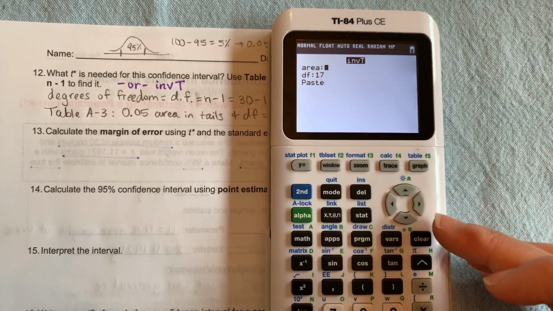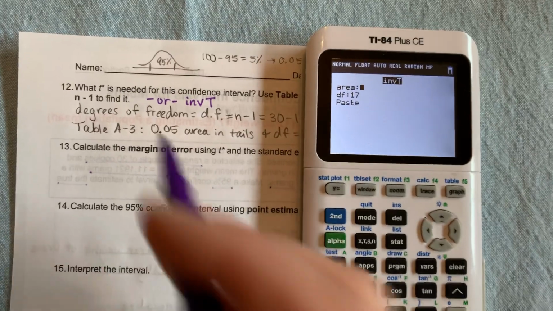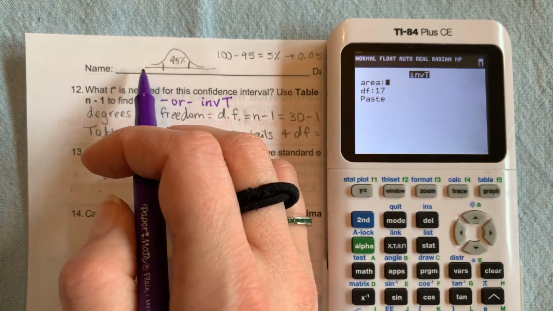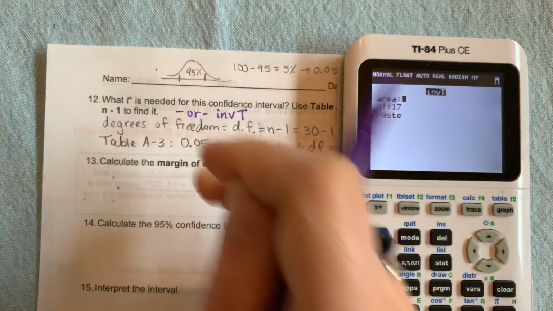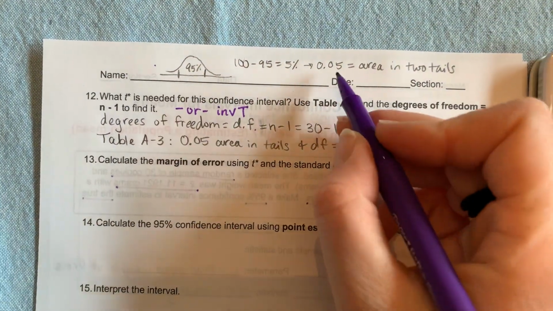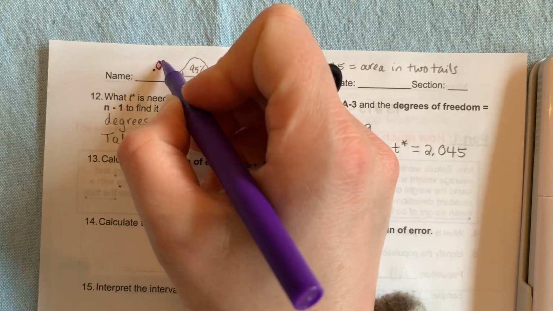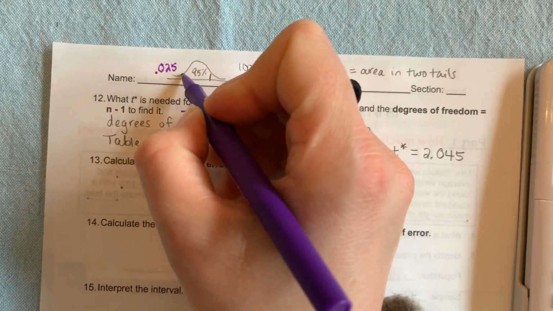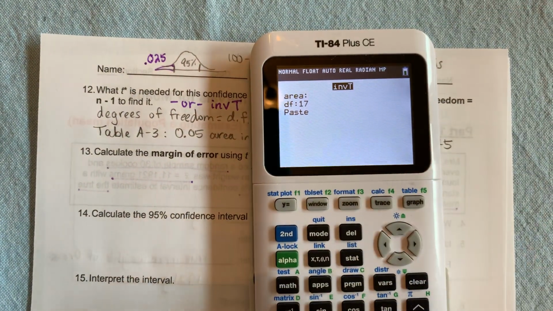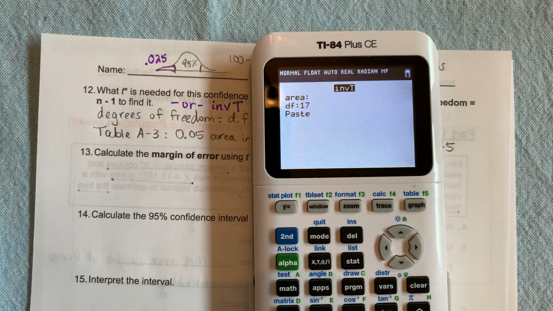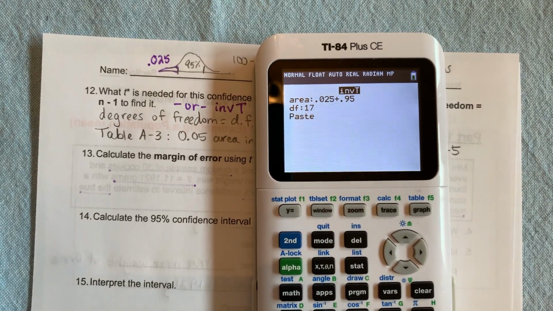Okay, so my area is again a left area. So it's my 95% plus the left tail area out here. So that would be my 0.05 divided by 2, which would be 0.025, this little left tail area. So if I add those together, my 0.025 plus my 0.95, I'm actually going to write that in here, 0.025 plus 0.95.